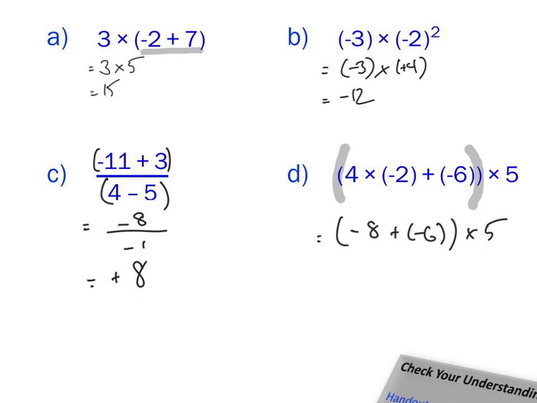And we're not quite done, because we still have to finish off what's inside that bracket and multiply it by 5. So what do we get when we add those numbers together in the bracket? Negative 14. And now we're just going to go negative 14 times 5, which is negative 70.